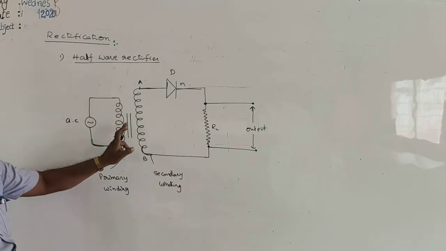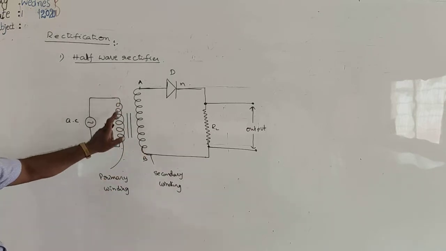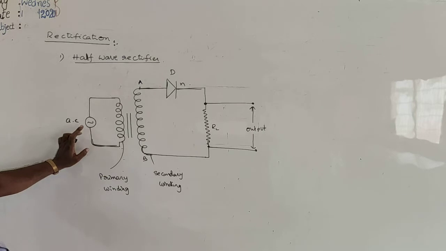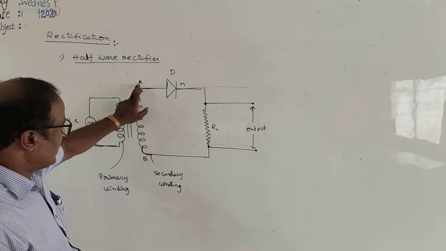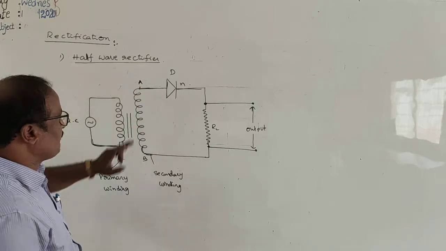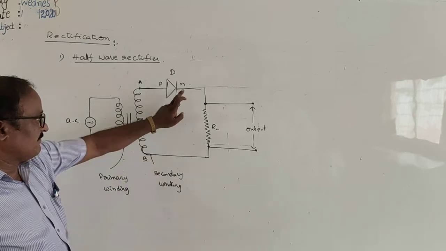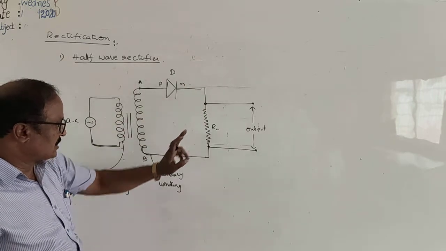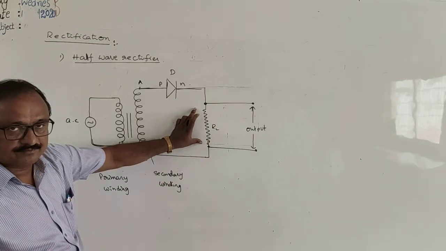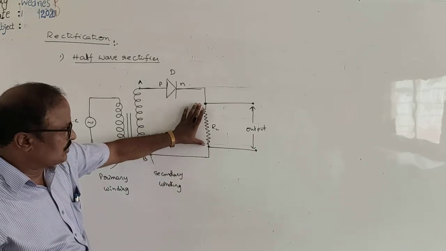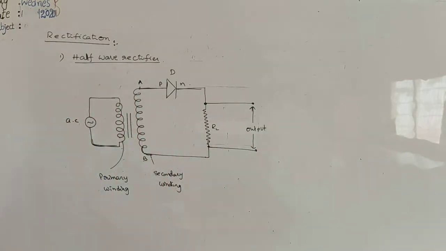This is the primary winding of the transformer and this is the secondary winding of the transformer. Between the two ends of the primary winding an alternating source is connected. Also, from one end of the secondary winding the p-type material of the junction diode is connected. Again, between the n type of the diode and the other end of the secondary winding a load resistance R is connected. Between the two ends of the load resistance the output is taken. This is the circuit connection.